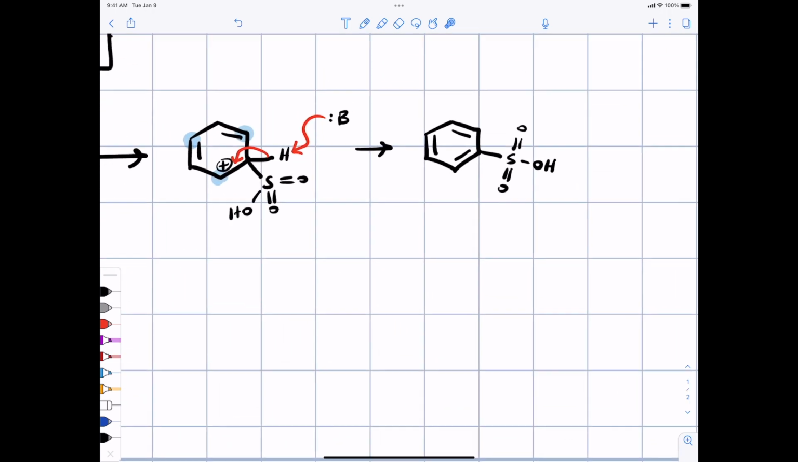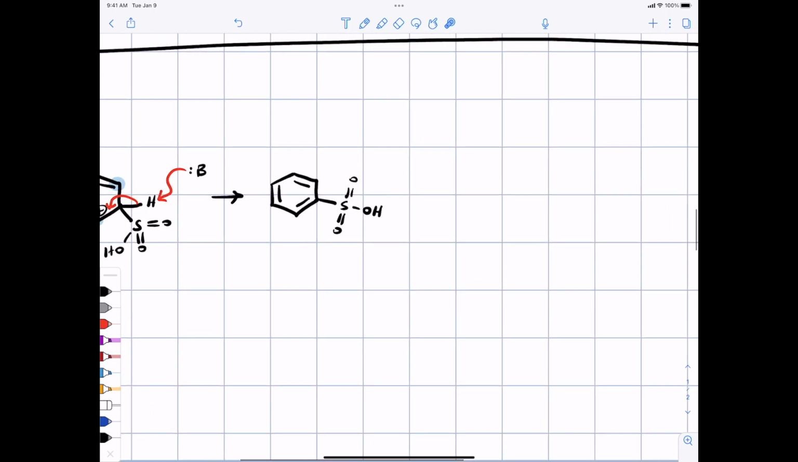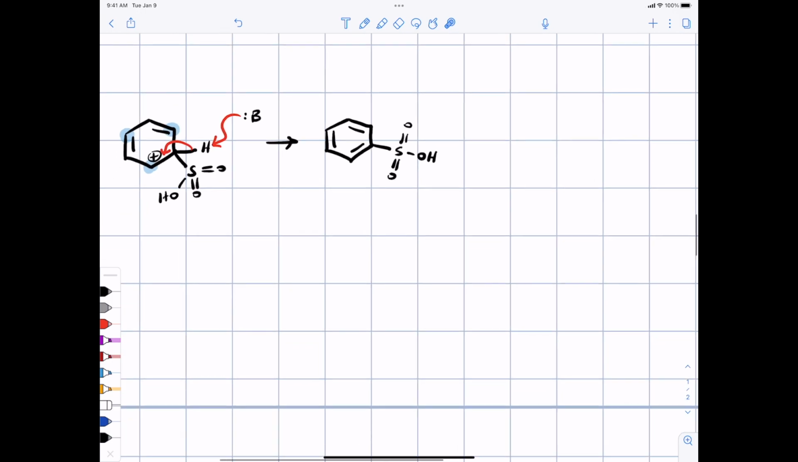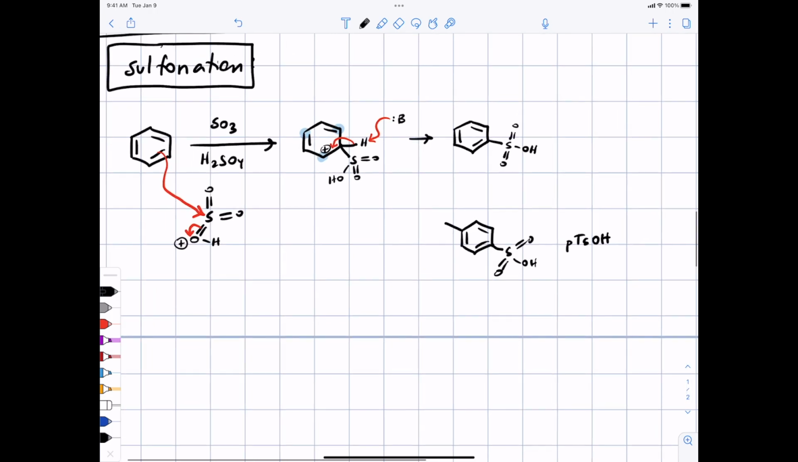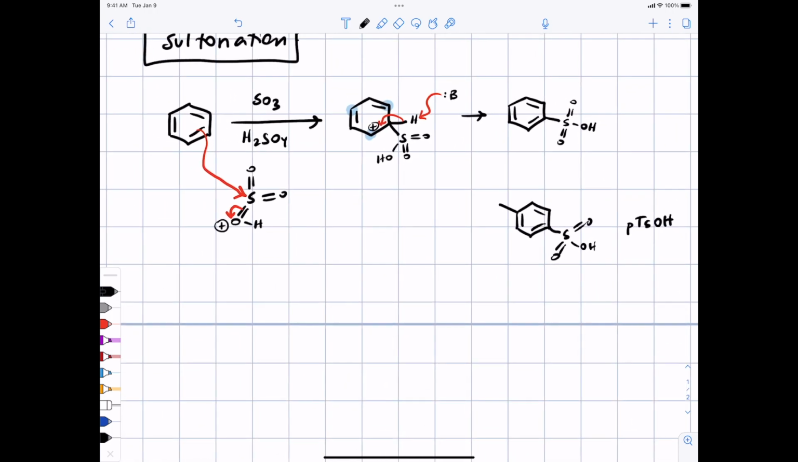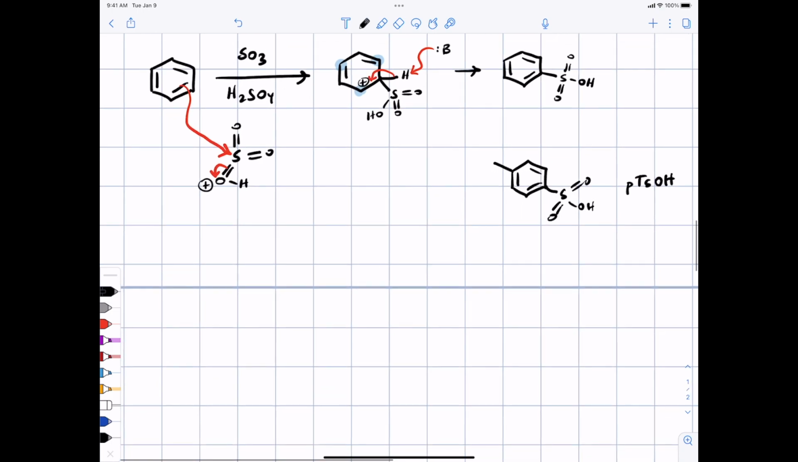If you think that looks familiar, you've seen something like this before. You were introduced to an organic soluble version of sulfuric acid in 351, para-toluene sulfonic acid, TsOH. Okay, yeah, that's how you make it. Also, there are some soaps and detergents that you can make using this method.